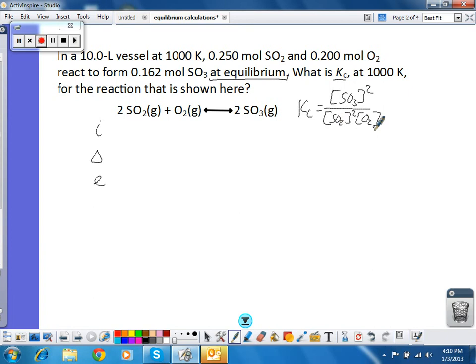So now we need to fill in values. Since we're given equilibrium values, we're going to look at the equilibrium row. You notice we're given number of moles in a 10-liter container. Moles divided by liters is concentration. So the concentration of SO2 is 0.0250, that would be 0.250 divided by 10. For O2, the concentration is 0.0200, and SO3, 0.0162. Now that we have our three equilibrium values, we can plug them into the Kc expression.